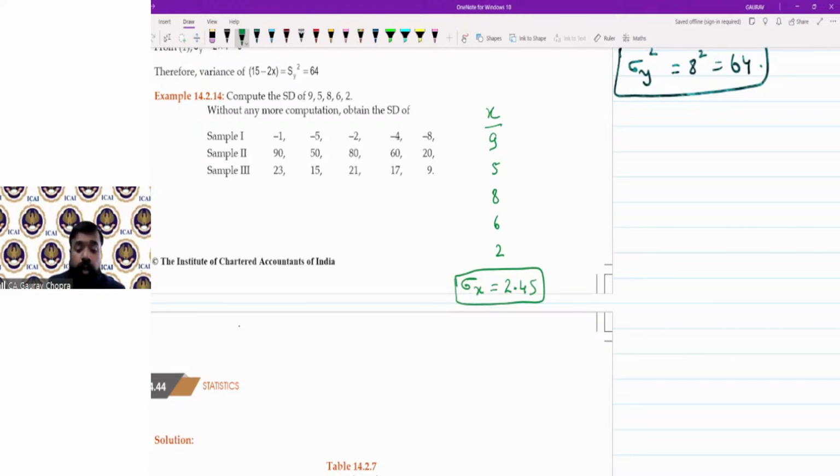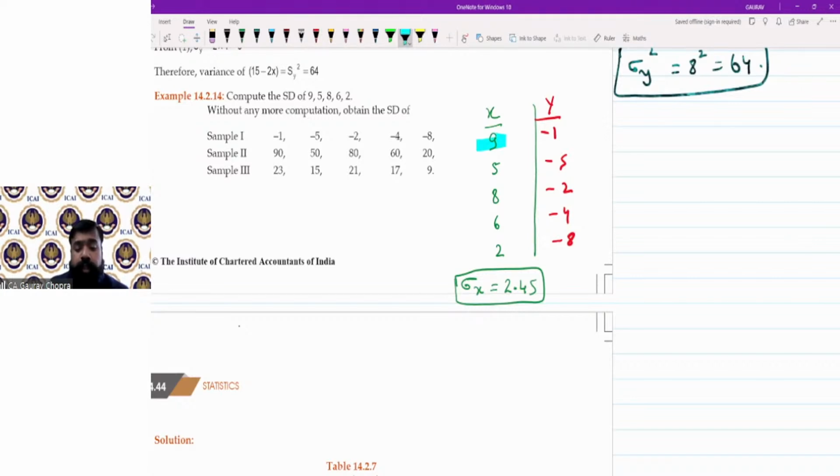Now the question is demanding that we have to calculate the standard deviation of this other series, but without applying any formula, without any other calculation. We have to find out the standard deviation. So how can we do that? There is one connection between these two series. So what is the connection between the two series? We have to find that. So how to find the connection?